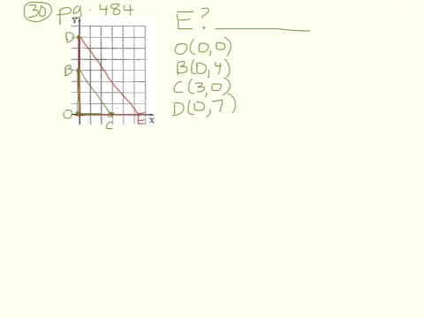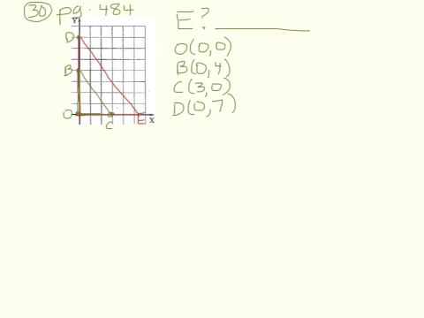Okay, on number 30 on page 484, we're supposed to find the missing coordinate here, which is point E. They've given us that point O is 0, 0, point B is 0, 4, point C is 3, 0, and point D is 0, 7. And I've gone ahead and graphed those on a coordinate plane. And I'm going to try to find E so that the two triangles will be similar to each other.